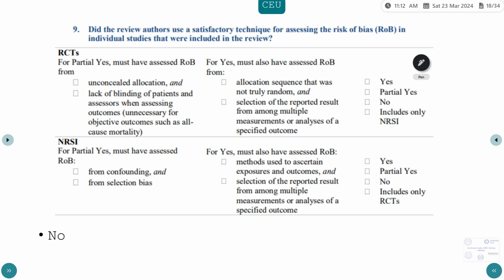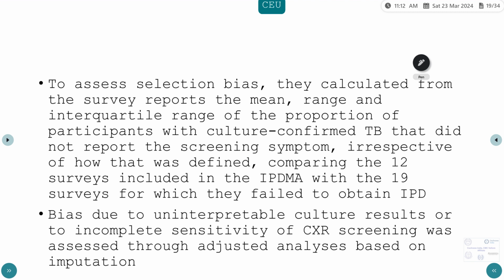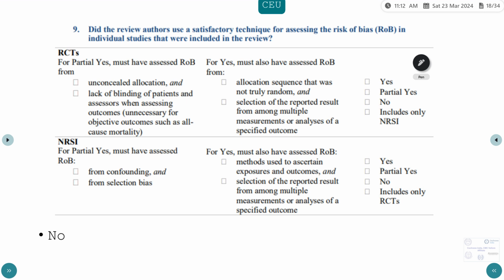Did the review authors use a satisfactory technique for assessing the risk of bias in individual studies that were included in the review? They did not do that. They have said that ideally they should have gone through each of these studies and assessed the risk of bias and reported it prior to going ahead with the study, but they did not. So instead, what they did was, of the 12 studies that were included in this meta-analysis, they calculated the mean proportion of subclinical tuberculosis and compared it with the other studies which they could not include in the meta-analysis, and they found them to be similar.